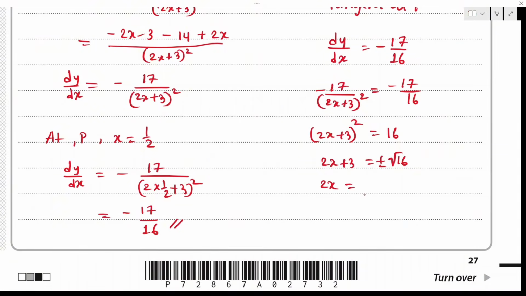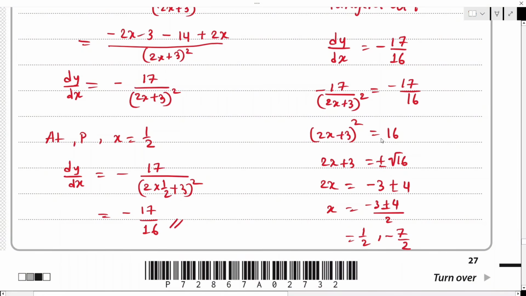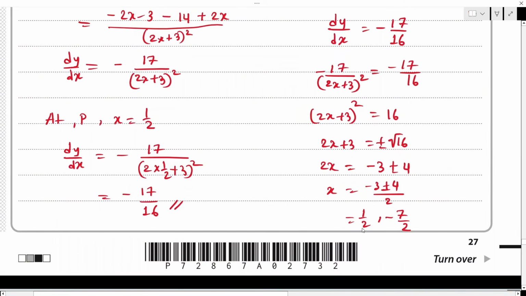So 2x is equal to minus 3 plus minus 4, or x is equal to minus 3 plus minus 4 divided by 2. If we evaluate this, we get 4 minus 3 by 2, which is half, and the other value would be minus 3 minus 4 divided by 2, so minus 7 by 2. These are the two values for which the gradient of our curve C will be equal to minus 17 by 16. We can see that x equals half is the x coordinate of our point A. So from this, I can deduce that minus 7 by 2 is the x coordinate of our point P.